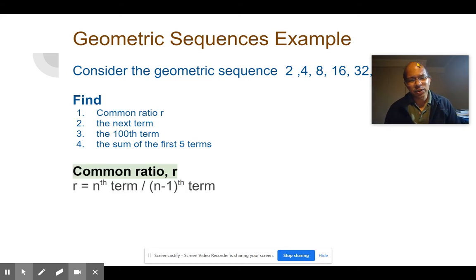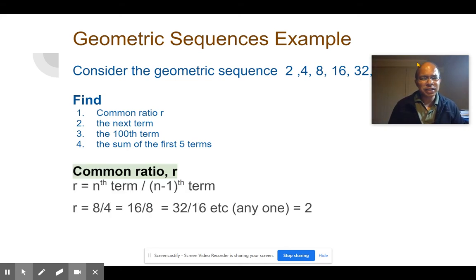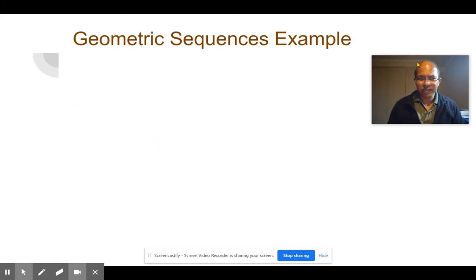So the common ratio is given by the nth term divided by the n minus 1th term. Take any term, let's say 8, divide that by the previous term, 4. It's also the same as 16 divided by 8 or 32 divided by 16, etc. And the answer to that is 2.